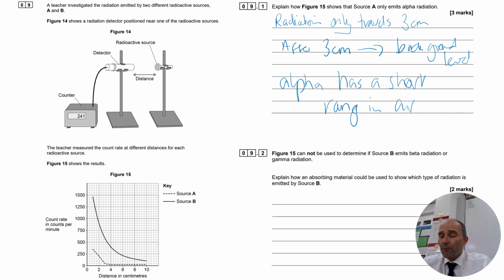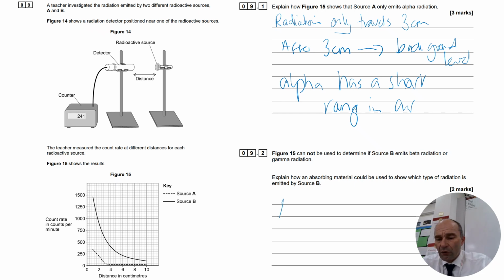So nice straightforward one just to start you off with. Now 9.2, figure 15 cannot be used to determine if source B emits beta radiation or gamma radiation. Explain how an absorbing material could be used to show which type of radiation is emitted by source B. Now, we need to use a material that is going to block beta, but allows gamma to go straight through it. You should be thinking aluminium.